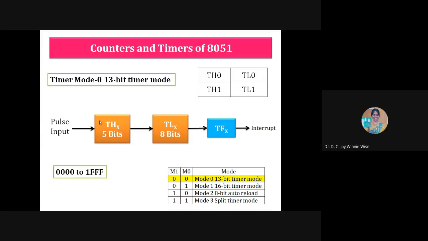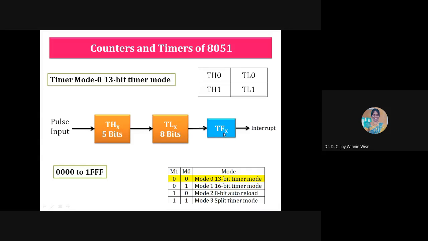So we'll be loading the data in this register, and for every clock pulse, every pulse input, this value will be decremented. Suppose, as I said earlier, 15 I have loaded into this. For the first clock pulse the value will go to 14, and for the second clock pulse 13, 12, 11, 10, 9, 8, 7, 6, 5, 4, down to 0. When it comes to 0, it will affect this TFX.